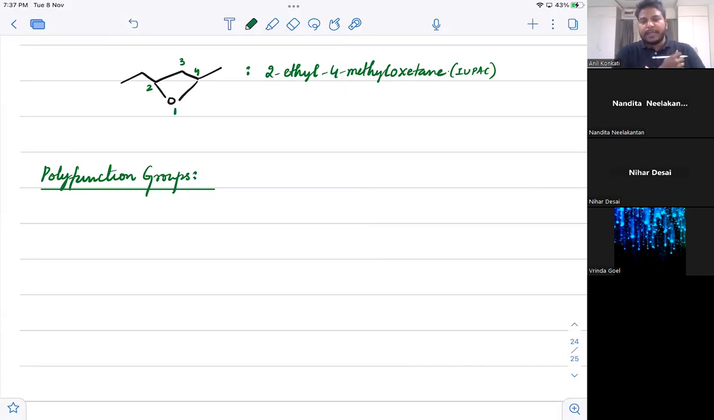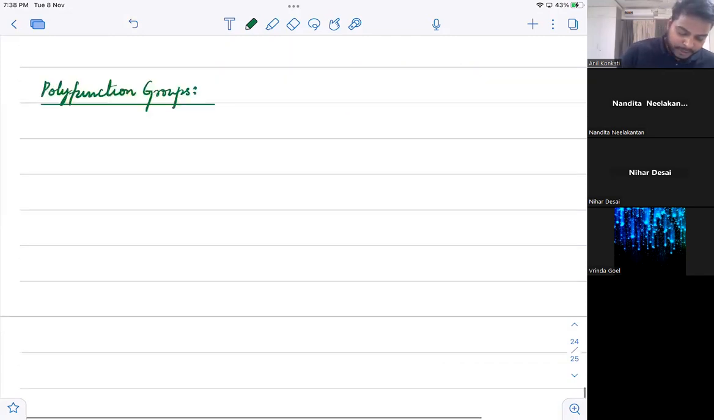See, if you have two, three, or more than one functional group, out of all those functional groups, you have to fix one as the main functional group. Then the rest will all become substituents only now. Now they won't be called functional groups anymore. So let me write down the priority list.